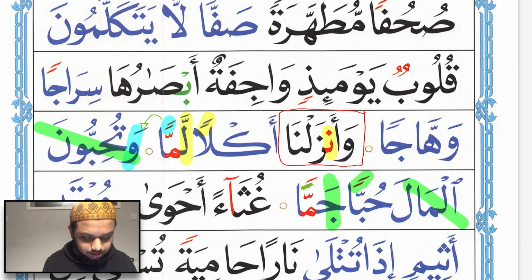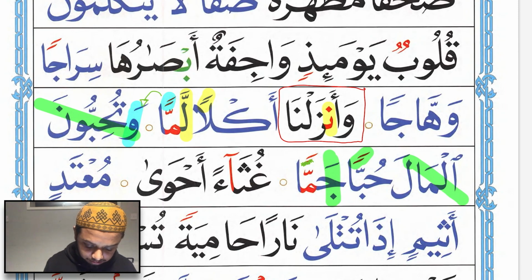Now that you're learning some basic rules of tajweed, you will be able to recite the Quran more beautifully. Now we move on to the next example.